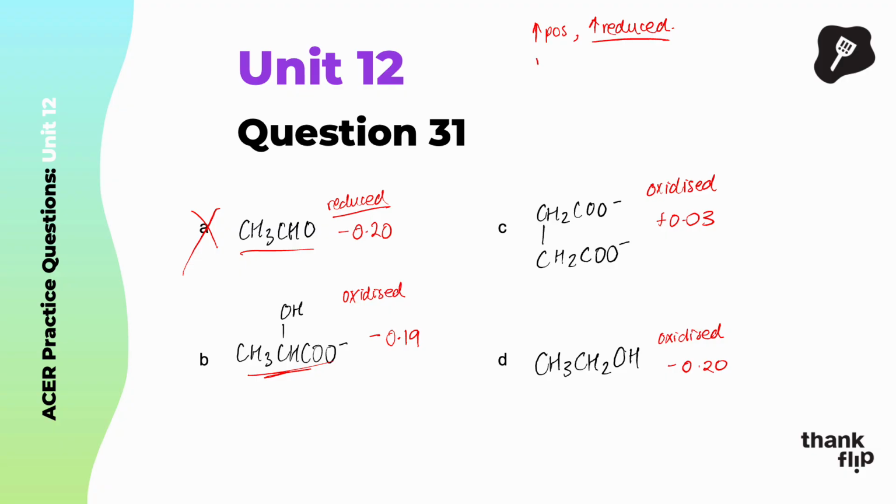So we're looking for the least positive here if we want to look for the best oxidizing agent, right? Sorry, reducing agent. So we want it to be oxidized more. So the least positive one here is the negative 0.20, and so this is our correct answer. This is the least likely to be reduced, the most likely to be oxidized. Therefore, it's our strongest reducing agent.